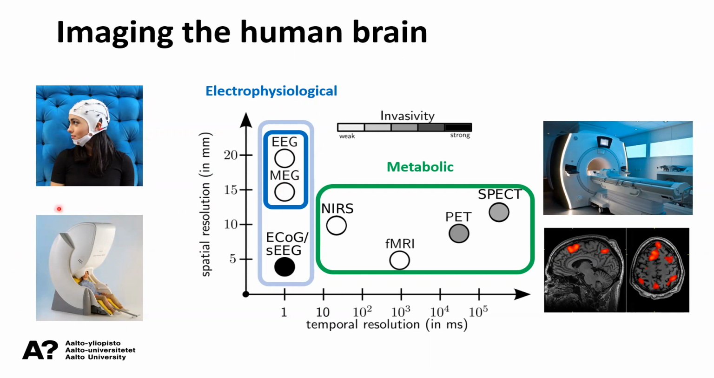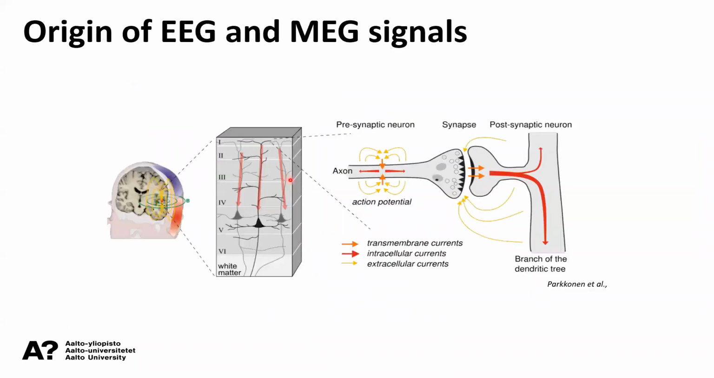the magnetoencephalogram, MEG, a bit fancier looking device. Those two basically measure the coordinated activity of the cortical neurons. So let me briefly introduce how it works. Everybody knows, I guess, that neurons in the brain are electrically active cells. One of the properties of the cortical pyramidal cells is that they have dendrites which are aligned perpendicular to the cortical surface.